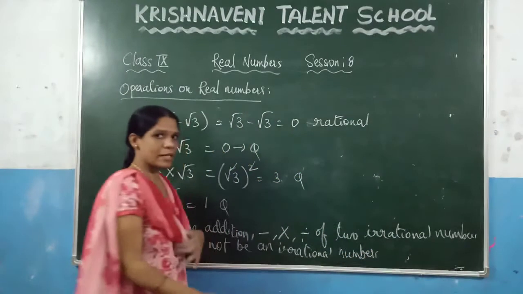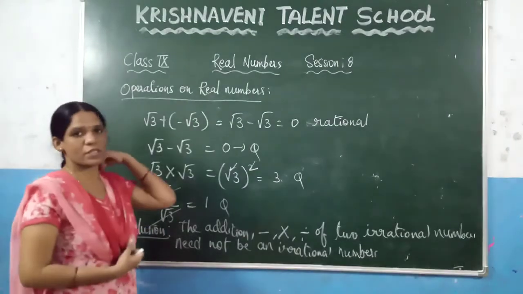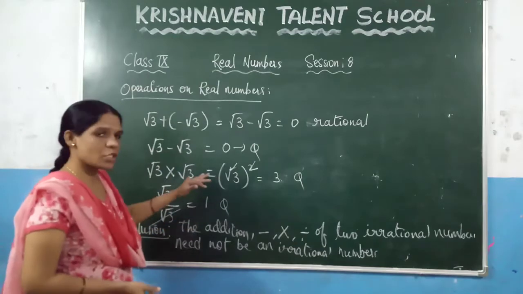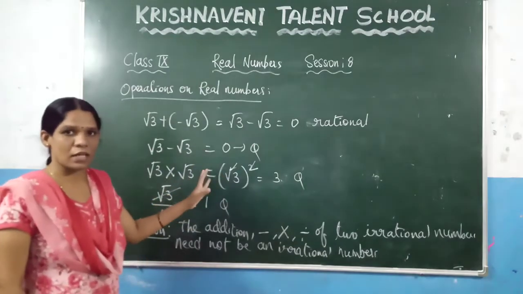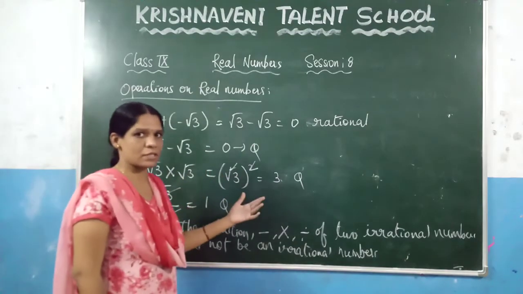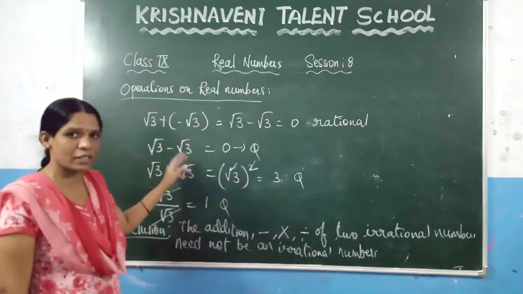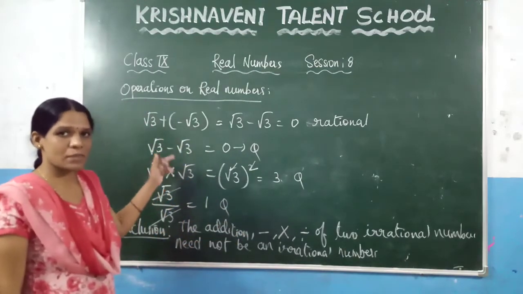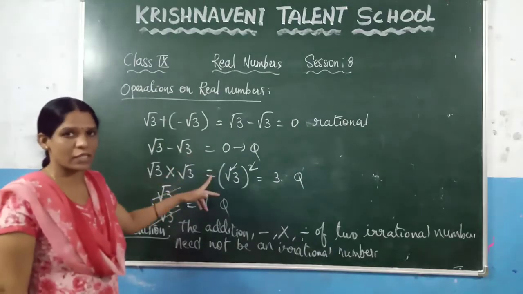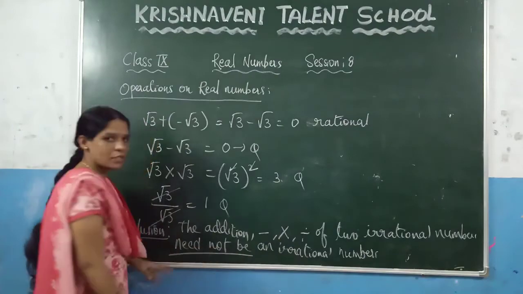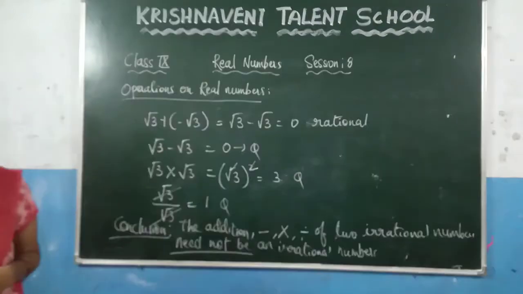In the fill in the blanks or multiple choice questions, they will ask in the exam what the addition of two irrational numbers is. Is it an irrational number, rational or not? They will ask like this. So, from this what we can conclude here: the sum, subtraction, multiplication, division of two irrational numbers need not be an irrational number. Okay, this is important. Now, see the next one.